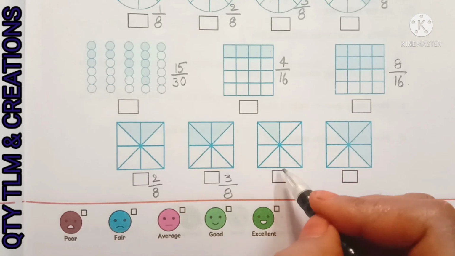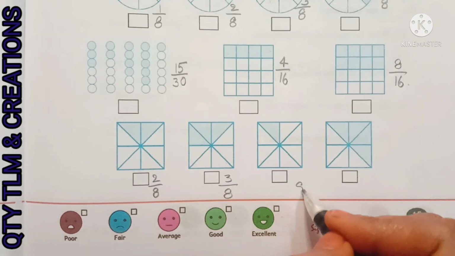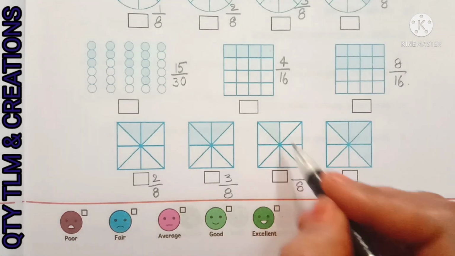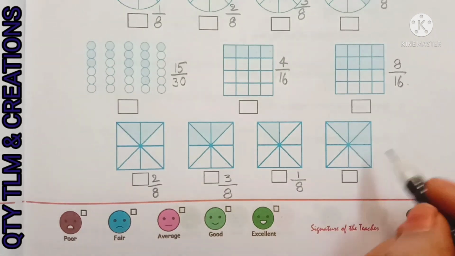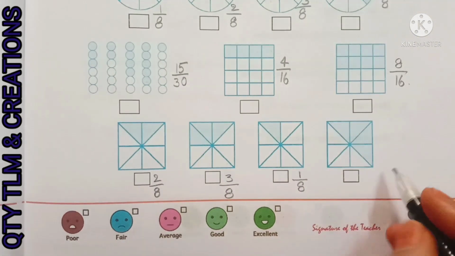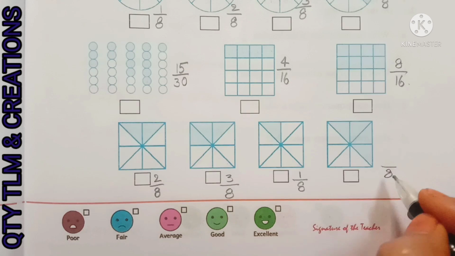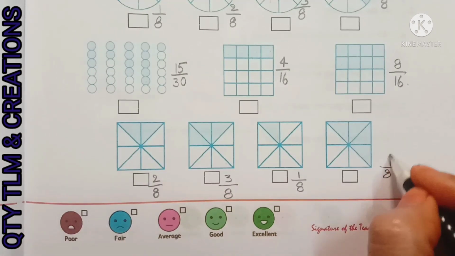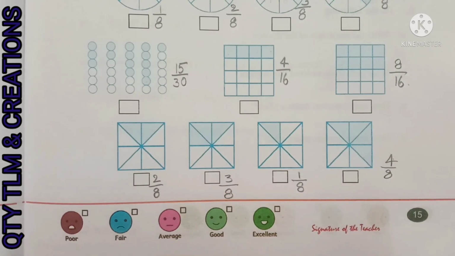This square is divided into 8 parts. So shaded part is 1. Next, this square is also divided into 8 equal parts. Shaded parts are 4. 4 by 8. So fraction is 4 by 8.